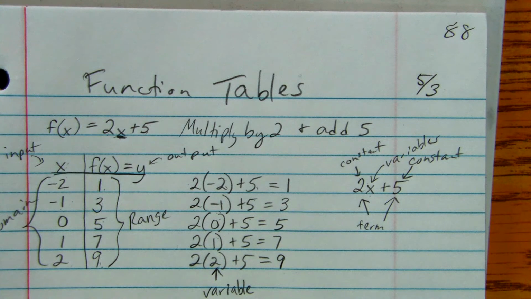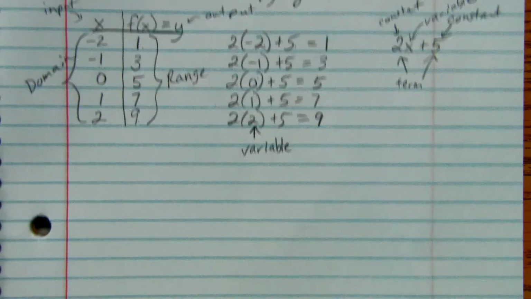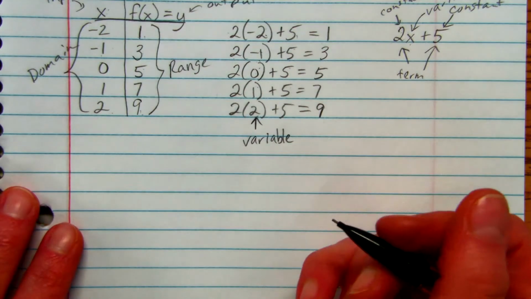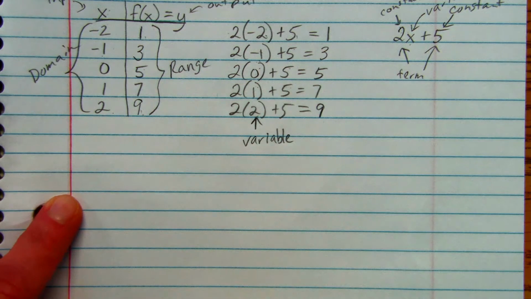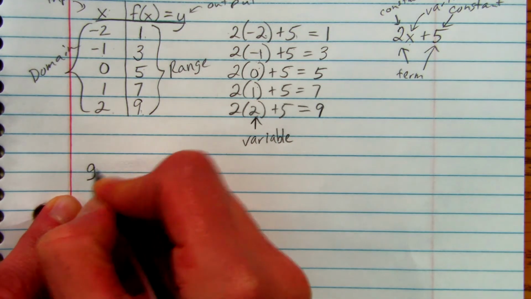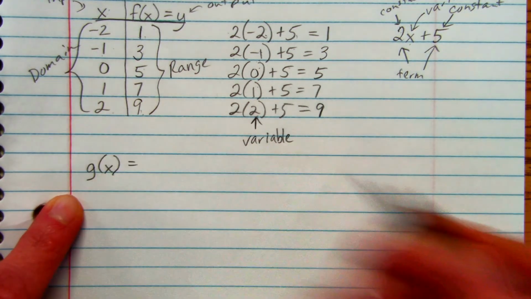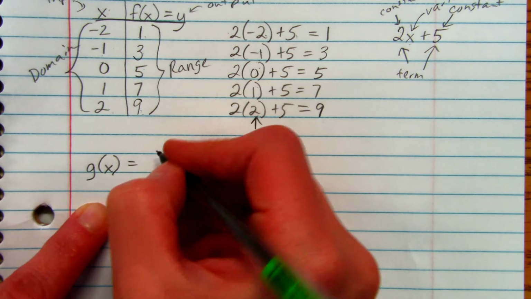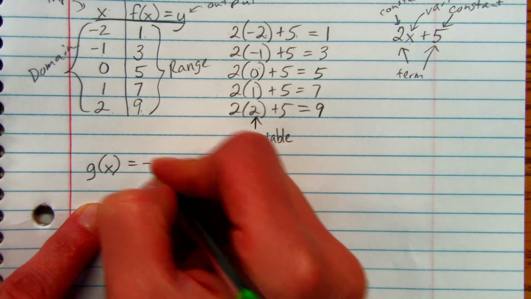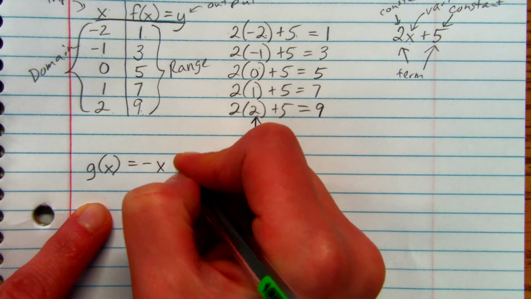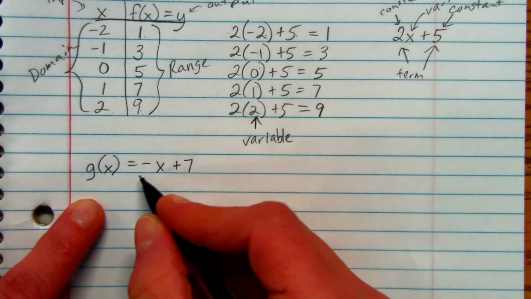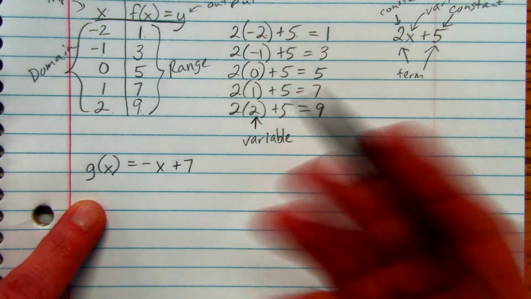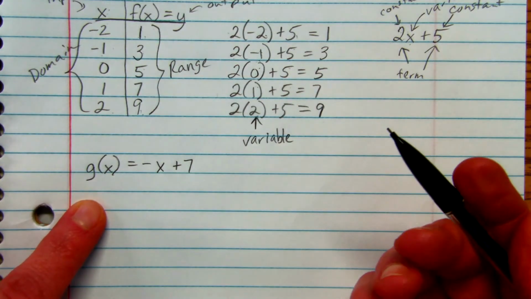Okay, so I'm going to talk about a couple of other kinds of functions. Let's go down and do another one. Let's say I have, so we did f of x. I'm going to name this one something different just so we remember it's different. I'm going to have g of x equals, say, negative x plus 7. So write that down. That's basically my function rule. They actually call it that, function rule.